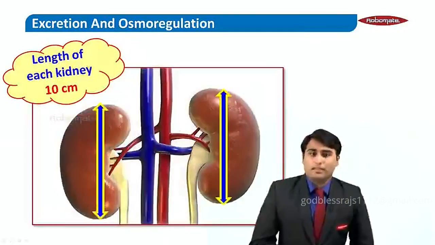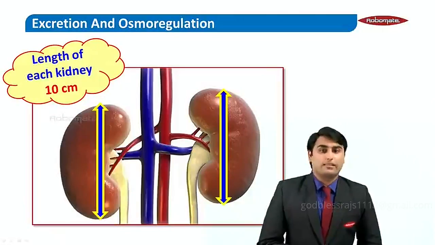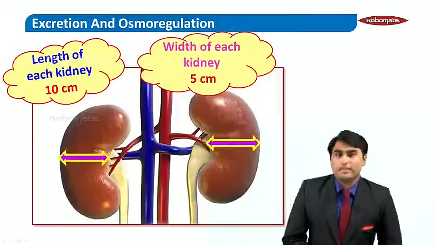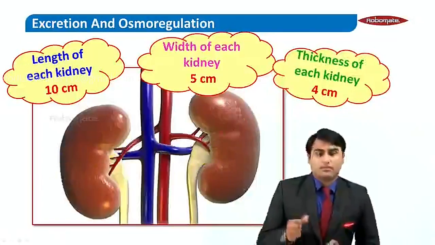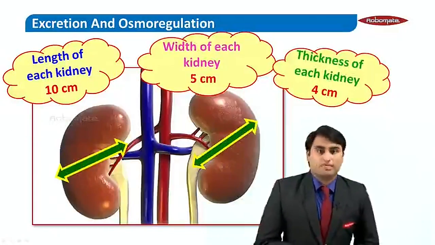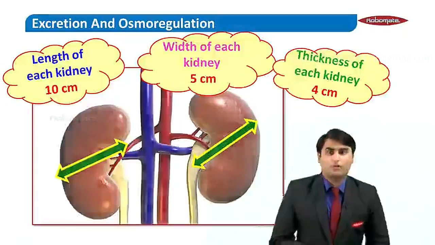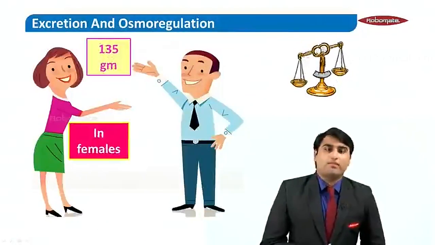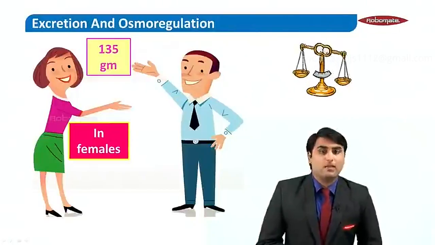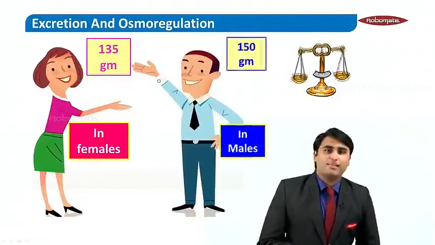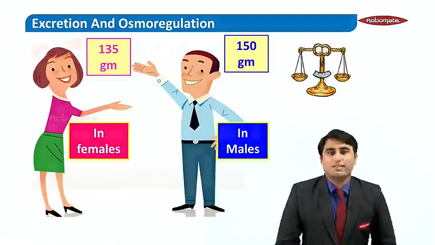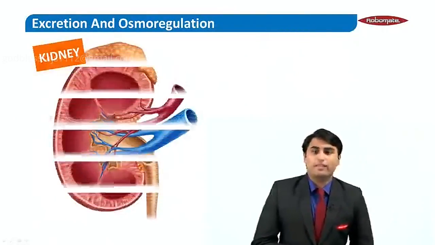Now what is the length of the kidney? Each single kidney's length is about 10 centimeters. The width of each kidney is 5 centimeters and the thickness of each kidney is 4 centimeters. So that was the dimension of the kidneys. If you weigh a single kidney, in females the weight is about 135 grams, and in males it is slightly heavier, 150 grams. So that was the weight of the kidney.